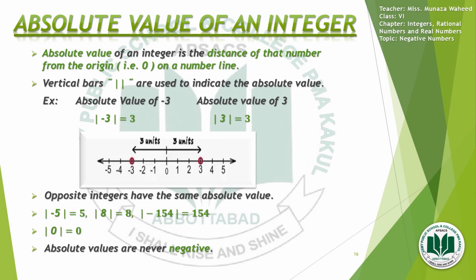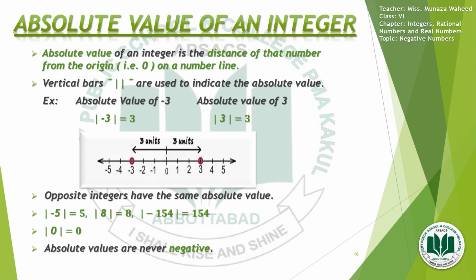Now let us see what is the absolute value of an integer or a number. The absolute value of a number just tells us its distance from 0 on a number line. It is represented using vertical bars to the left and to the right of a number. The absolute value of -3 is just asking us how far is -3 from 0. As we can see, it's 3 units away from 0. It's simply the distance between -3 and 0.